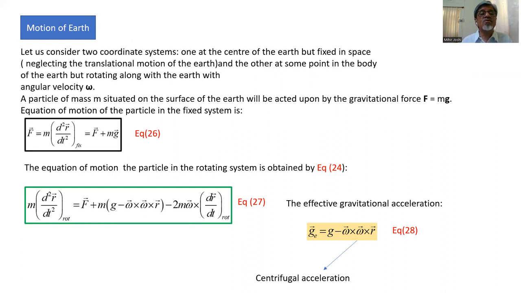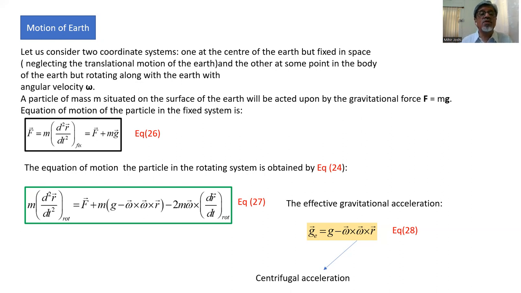Now let us consider two coordinate systems, one at the center of Earth but fixed in space, neglecting the translational motion of Earth, and the other one at a point in the body of Earth, but rotating along with Earth with angular velocity omega. So we consider one fixed at the center of Earth, and another fixed at the same place but moving along with Earth, or rotating along with Earth.